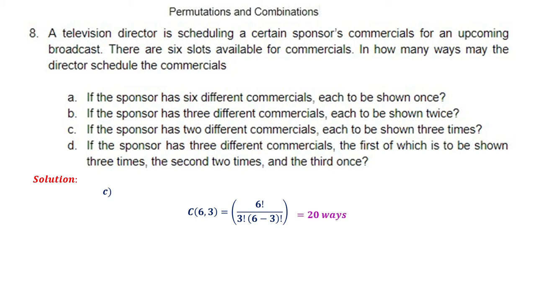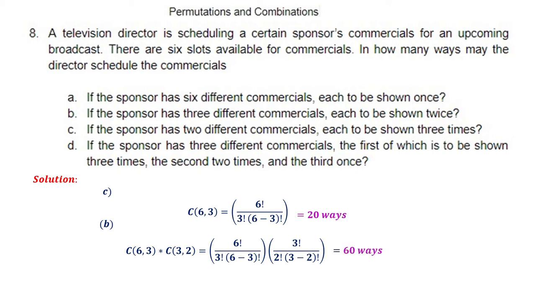That's all for that. So, for D, there are a lot of typing mistakes. So, next, 6 C 3 multiplied by 3 C 2, and then 1. Using the combination formula, 6 factorial over 3 factorial times 6 minus 3 factorial, and then 3 factorial over 2 factorial times 3 minus 2 factorial. So, we have 60 ways.